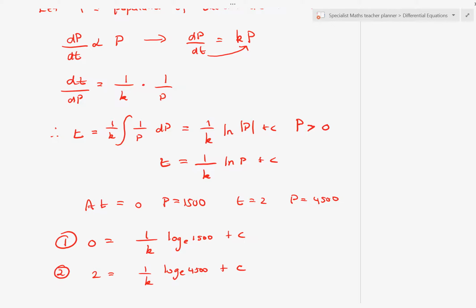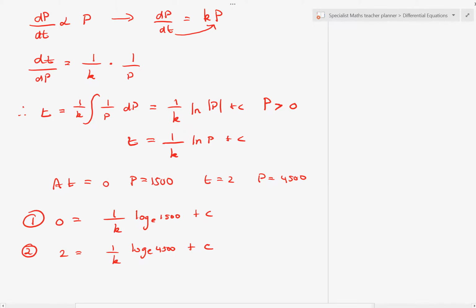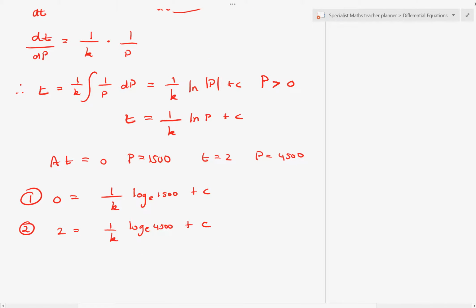Yeah, let's do equation 2, because c plus c, we're going to get rid of the c, aren't we? And we're going to do this by hand. Now, of course, you get a calculator, you do that, but I'm going to say 2 subtract 1. What is that going to give me? Well, 2 subtract 0 is 2, and that's going to give me 1 over k log e to the 4500 over 1500 is 3, log e to the 3.